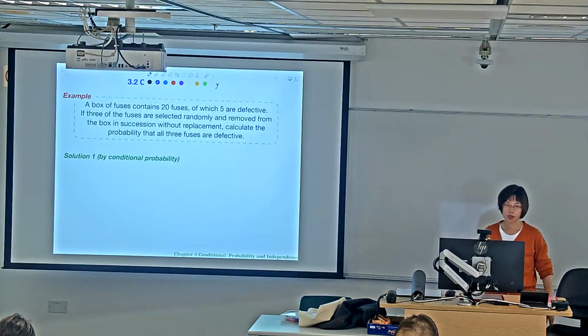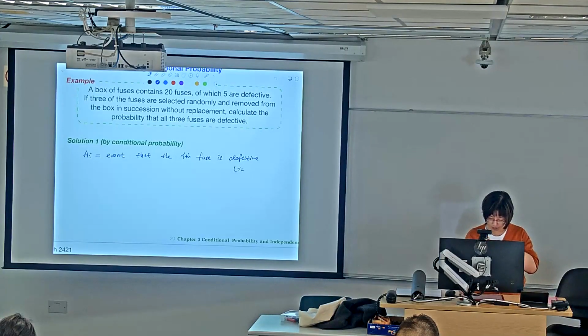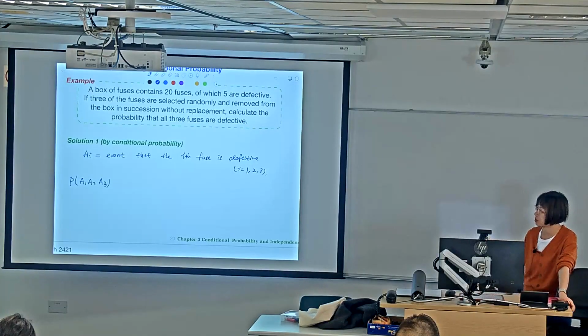Okay, so here still 2 methods. First one is use conditional probability, use the multiplication rule. So let's denote the events. Let An be the event that the nth fuse is defective. Here n can be 1, 2, 3. So we are computing the probability of all three events occurring, the probability of the intersection A1, A2, A3. And then use the multiplication rule.